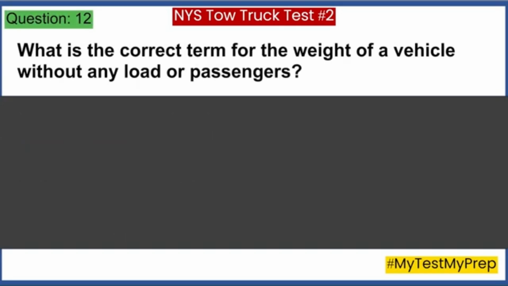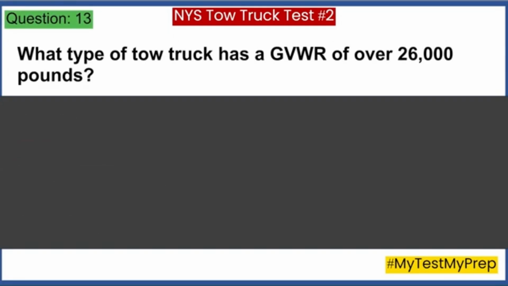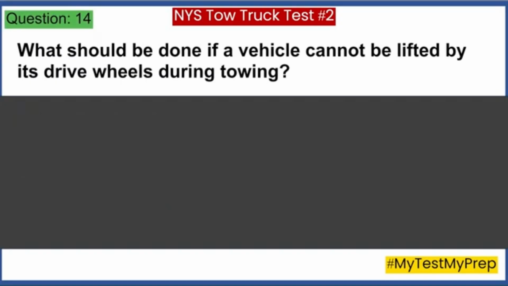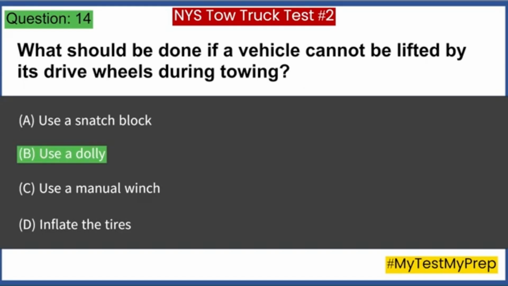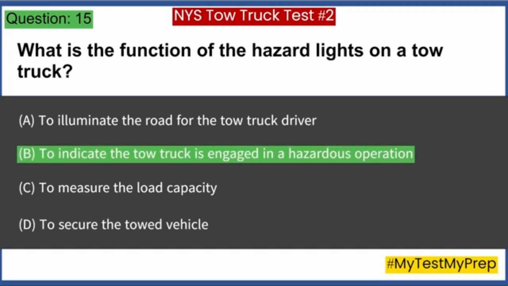What is the correct term for the weight of a vehicle without any load or passengers? Curb weight. What type of tow truck has a GVWR of over 26,000 pounds? Heavy-duty tow truck. What should be done if a vehicle cannot be lifted by its drive wheels during towing? Use a dolly. What is the function of the hazard lights on a tow truck? Indicate the tow truck is engaged in a hazardous operation.